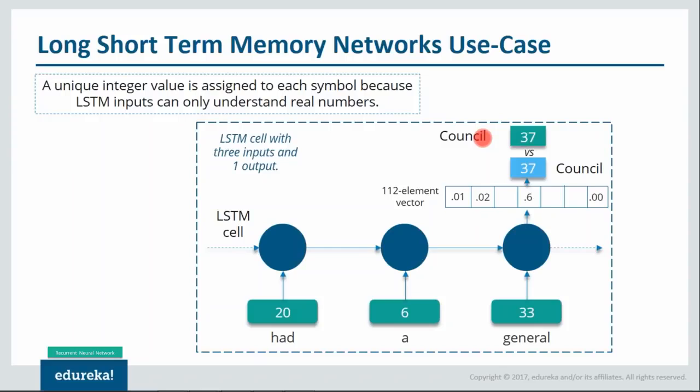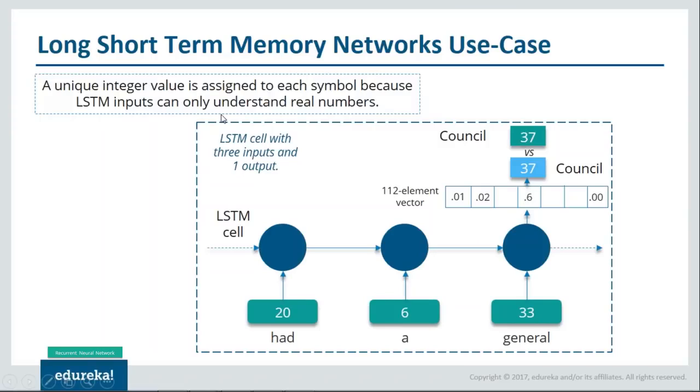For example, we have "had" here that will have value 20. "A" will have value 6. "General" will have value 33. All right, and then our LSTM will create a 112 element vector that will contain the probability of each of these words, or each of these unique integer values. Since 0.6 has the highest probability in this particular vector, it will pick the index value of 0.6, then it will see what symbol is attached to that particular integer value. So 37 is attached to "council". So this will be our prediction, which is absolutely correct, as the label is also "council" according to our training data. All right, so this is what we'll be doing in our use case today.